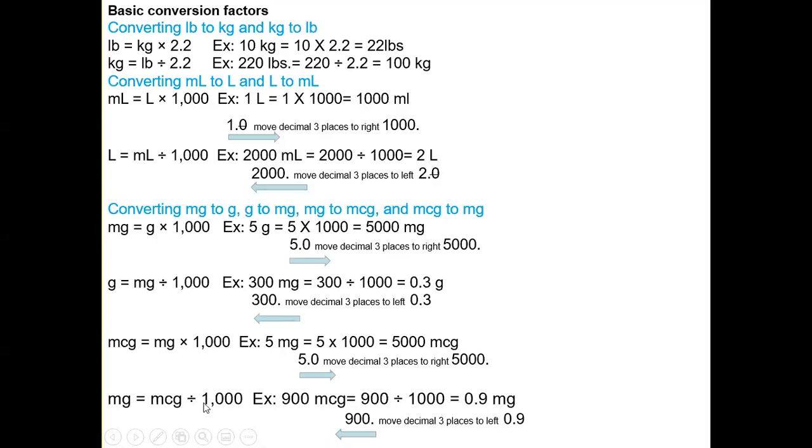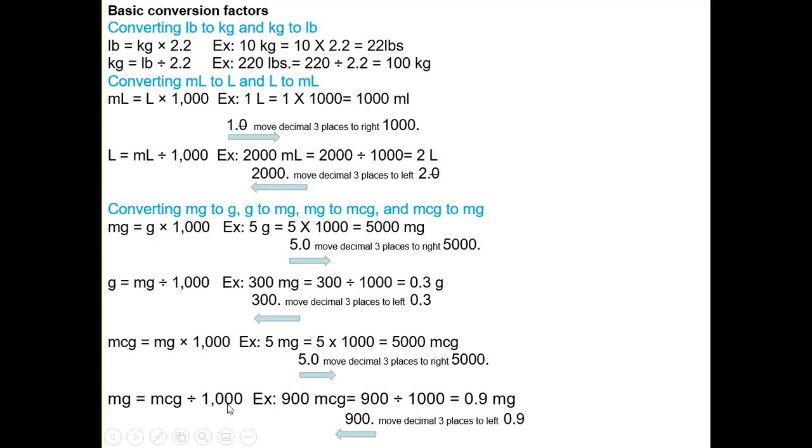So we were doing milligrams to micrograms. So we're going to the right. Milligrams times 1,000: 5 milligrams, 5 times 1,000 equals 5,000 micrograms. Or again, move the decimal from 5, 3 places to the right, 1, 2, 3, 5,000 micrograms.